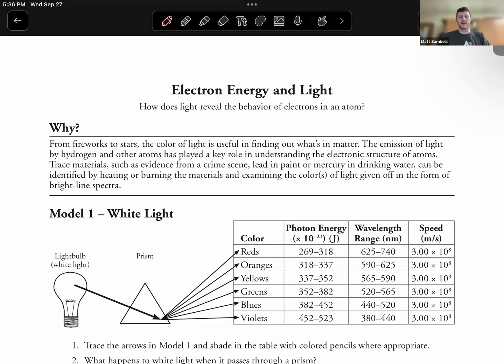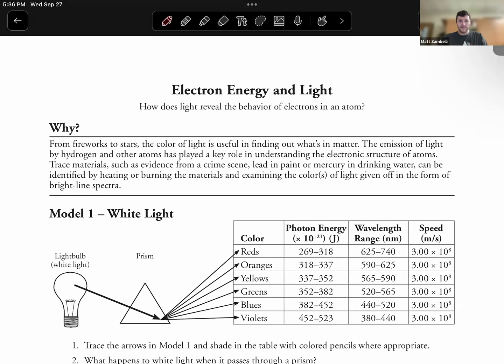Hey, ladies and gentlemen. In case you missed it, in class on Thursday we went over the electron excitation POGIL, or how energy and light affect the electrons. Remember, we've been talking about protons and neutrons, and now electrons. Now we're just focusing on the electrons, the negatively charged subatomic particles.